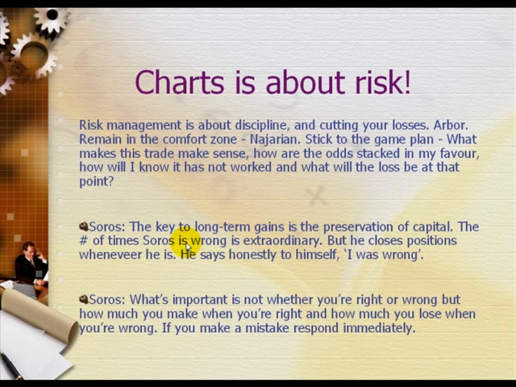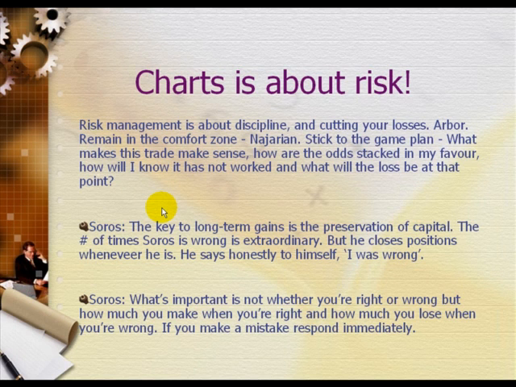Now, another point Soros made. What's important is not whether you're right or wrong, but how much you make when you're right and how much you lose when you're wrong. If you make a mistake, you must respond immediately. That's why when I show you some of these charts, I'm going to show you how you know you're wrong. And you might think, wait a minute, Alpesh, you're going on a heck of a lot about losses. What about profits? I thought this was about making money. Well, guess what? Making money is actually about the losses you avoid. Protect your losses, and the gains, they really do take care of themselves. It's just the nature of the markets.